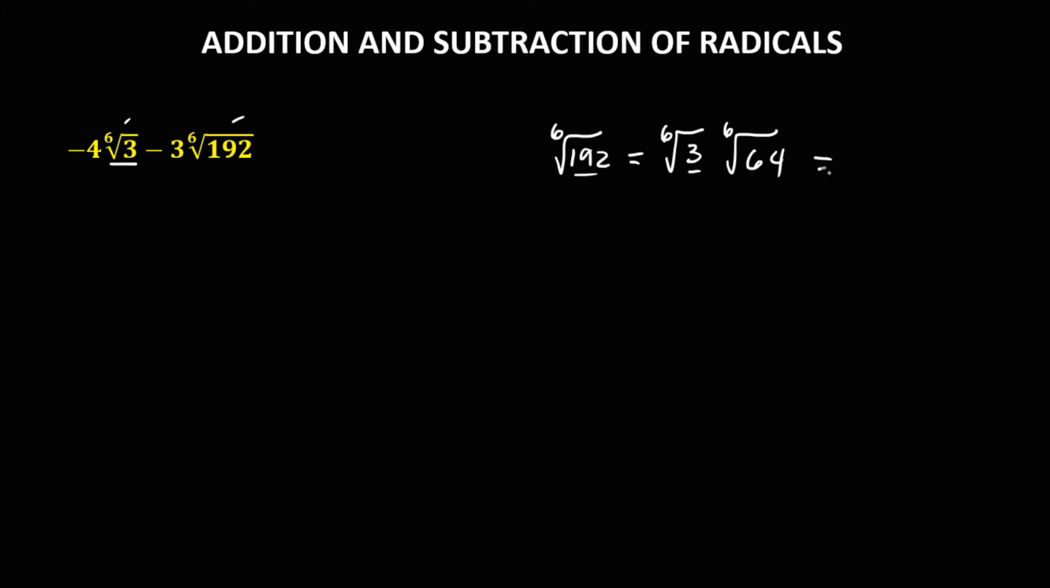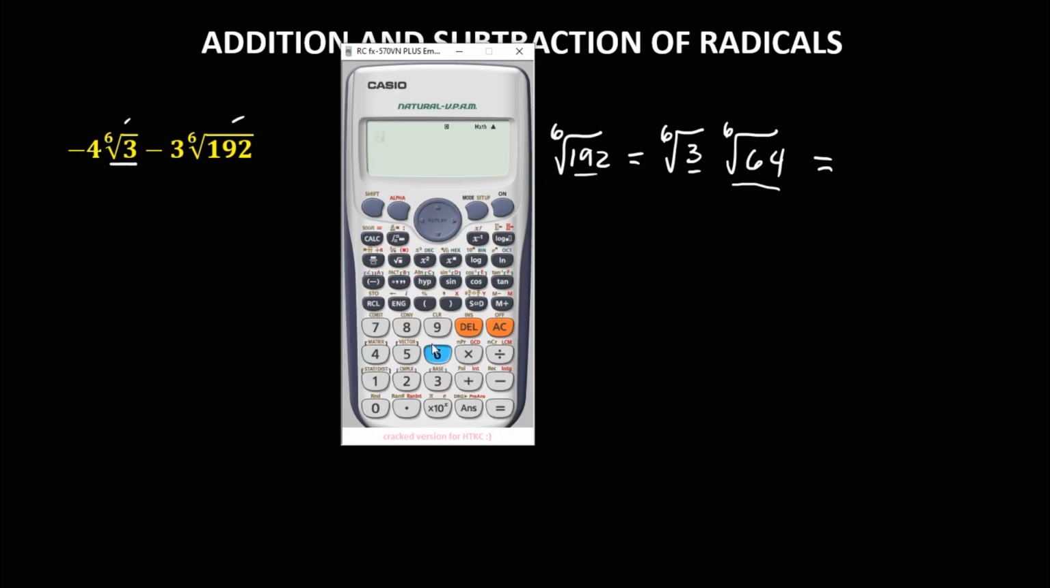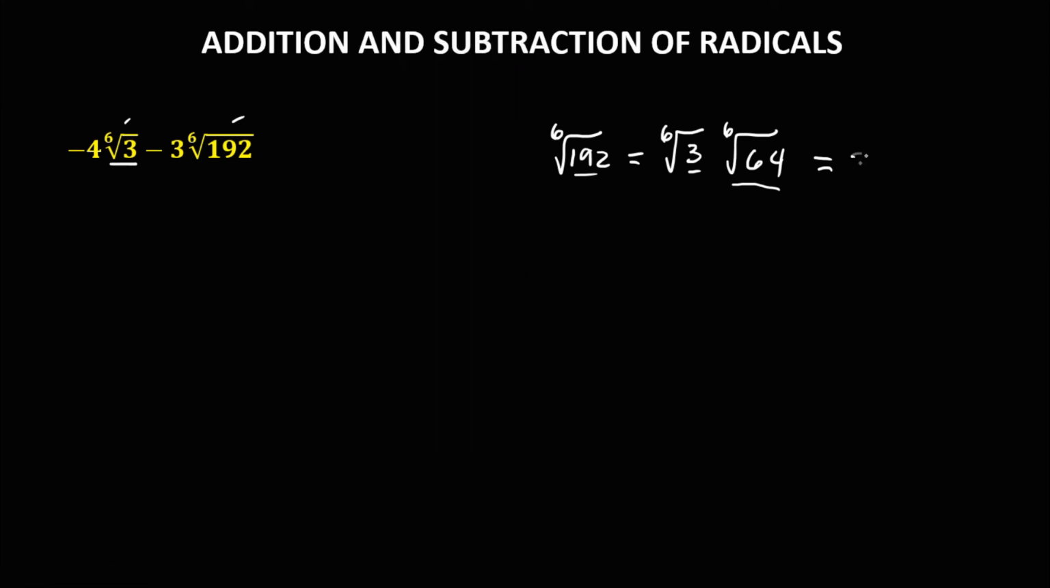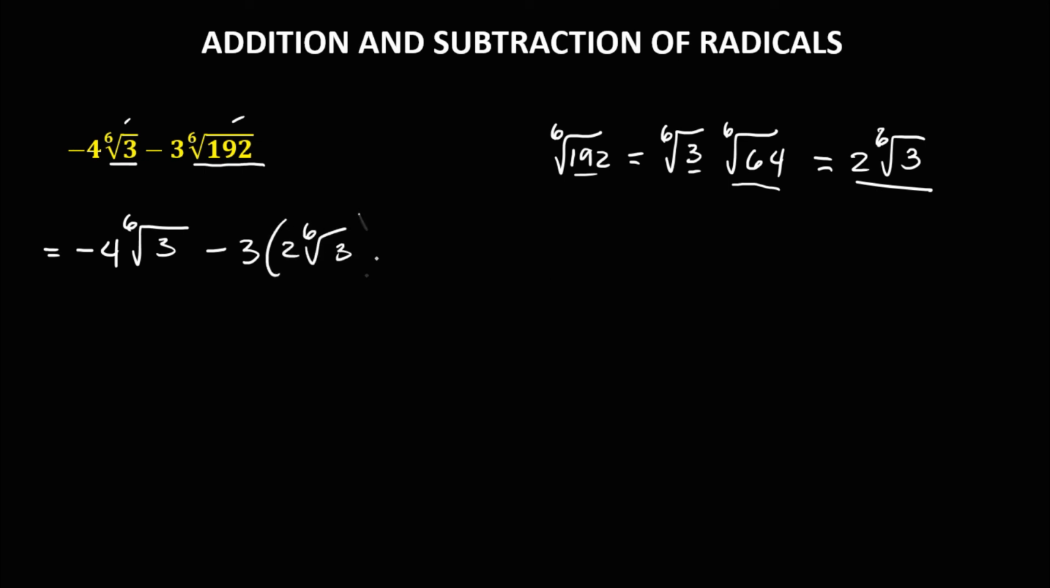Then we need to simplify. The sixth root of 64 is 2. Therefore, the sixth root of 192 is equal to 2 times the sixth root of 3. So we have now our new equation: negative 4, the sixth root of 3, then minus 3, and for the sixth root of 192, that's 2 times the sixth root of 3.